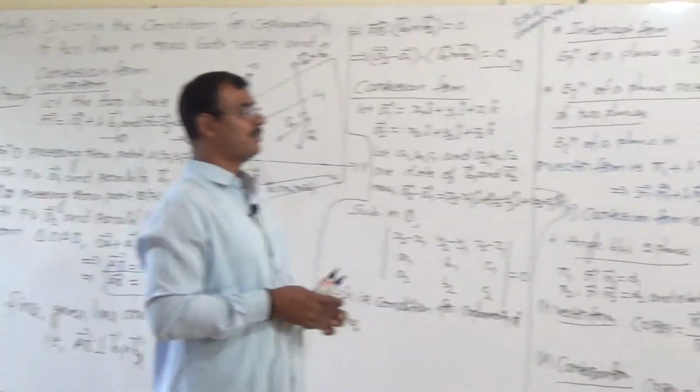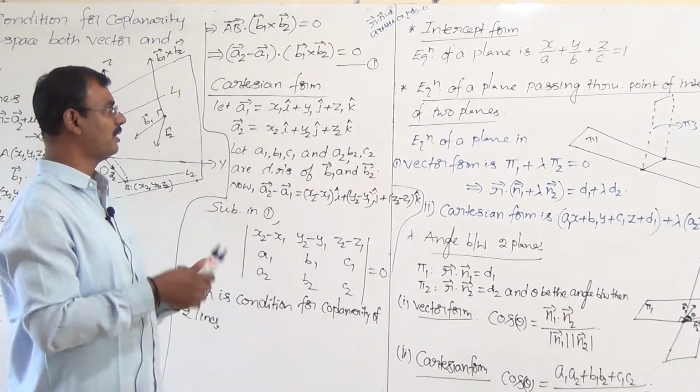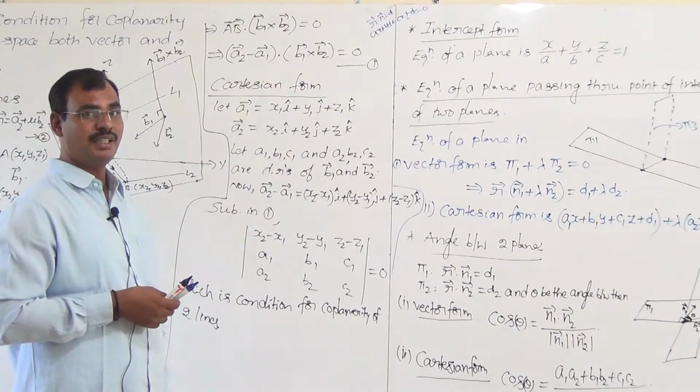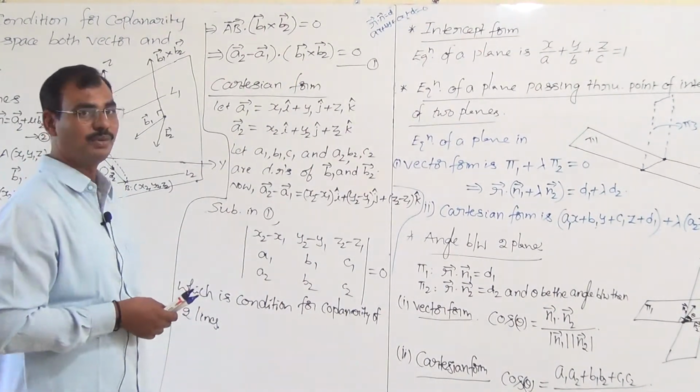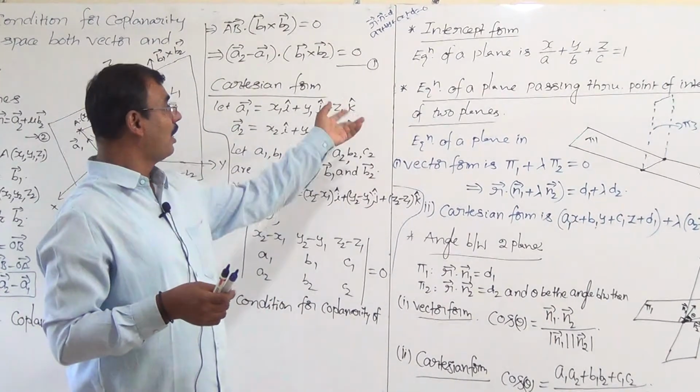Next, intercept form. You should also read it a number of times along with me. The equation of a plane in the intercept form is x/a + y/b + z/c = 1. Okay, friends?